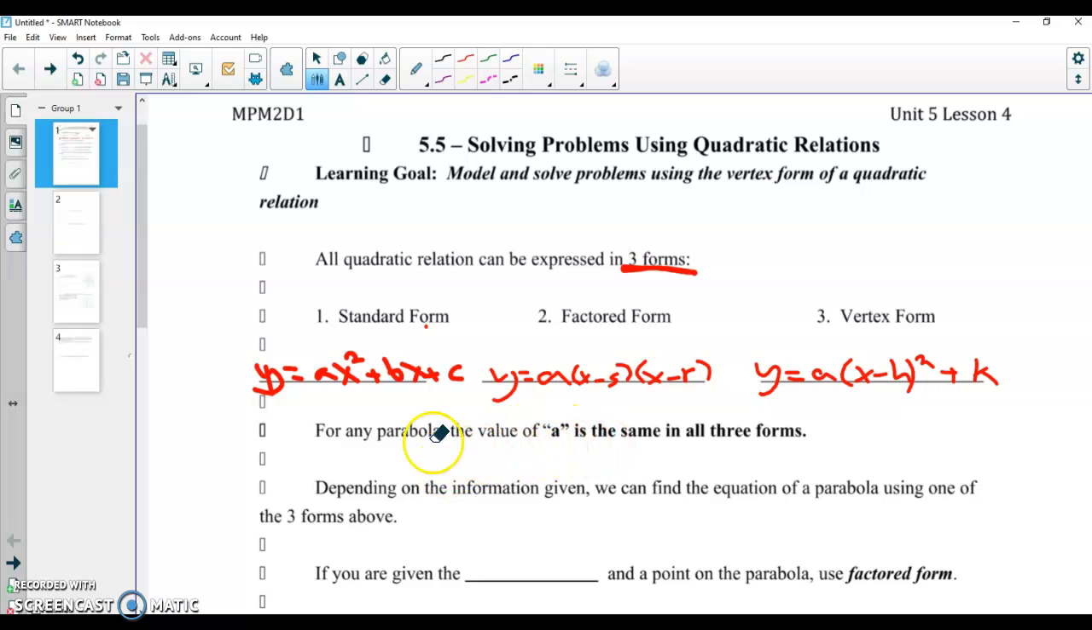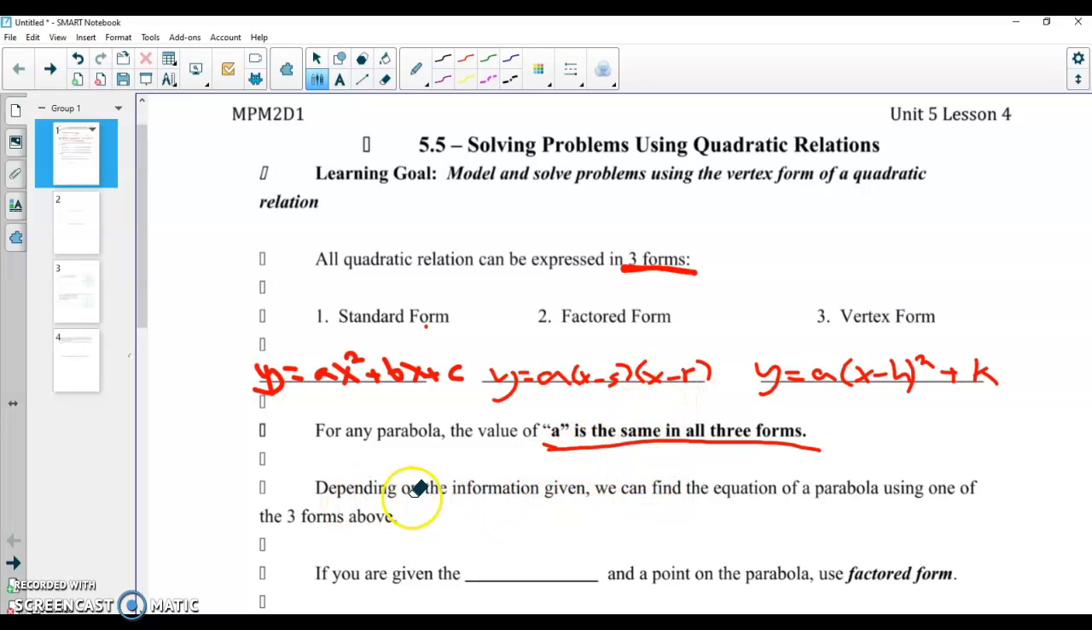And so what I need you to get is that for any given parabola, the a value is the same in all 3 forms. So if it's 2 here, it'll be 2 here, it'll be 2 here as well. Which basically means that you can use different forms to jump from one form to another. You can convert from standard to factored, then from factored to vertex, and the other way around. We've already seen that to go from factored or vertex form to standard form, you need to expand. We'll take a look at how to go from other forms, for example, from standard to vertex or from factored to vertex, using certain techniques.